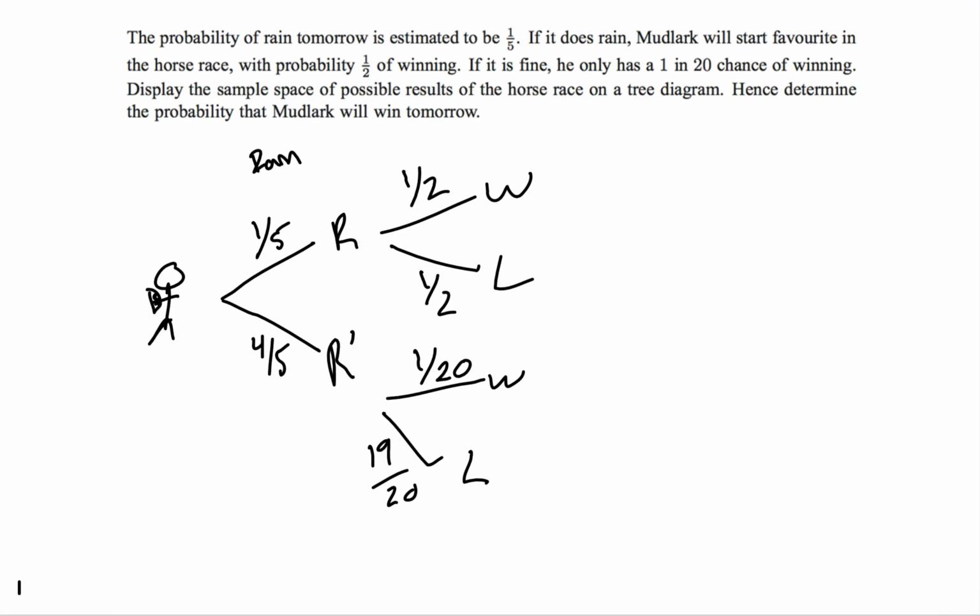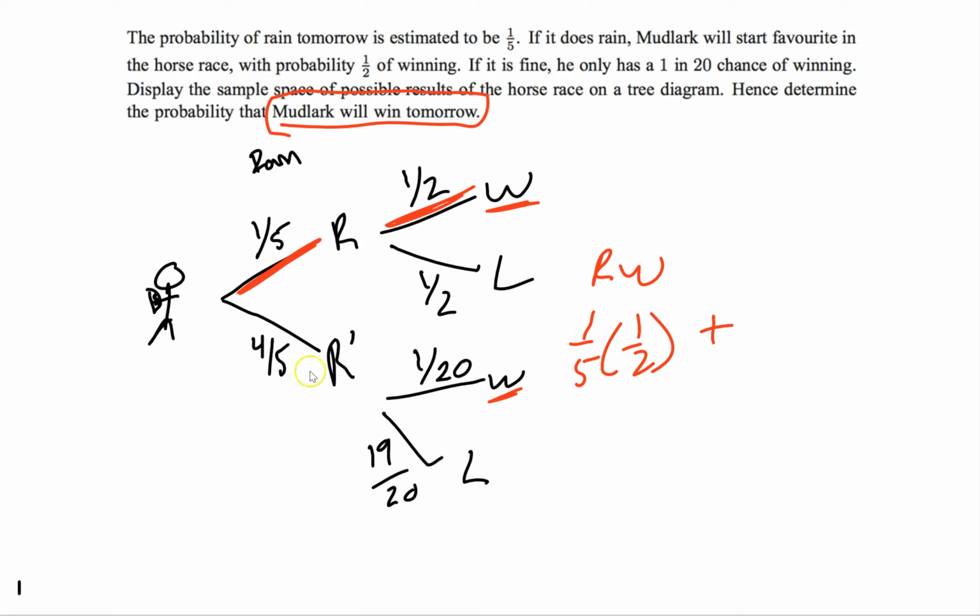And then the question is, what's the odds of Mudlark winning tomorrow? I'm telling you right now, you better hope for rain. Right, the odds he's going to win tomorrow, we just look at, there's 2 ways to win. Just like we just did, all you have to do is get to that way of winning. So you multiply this by this, so it could rain and win. So 1/5 times 1/2.